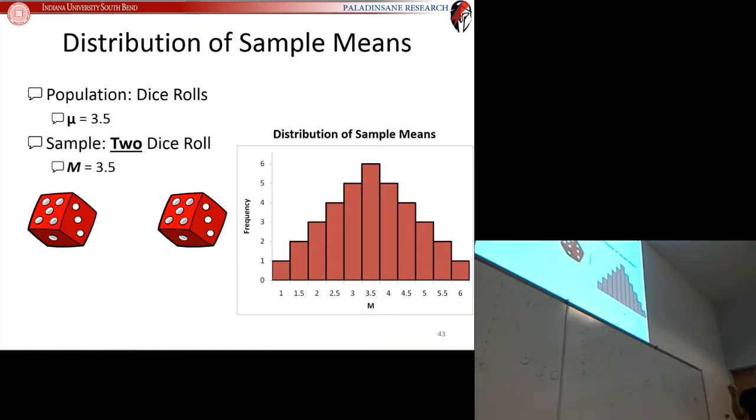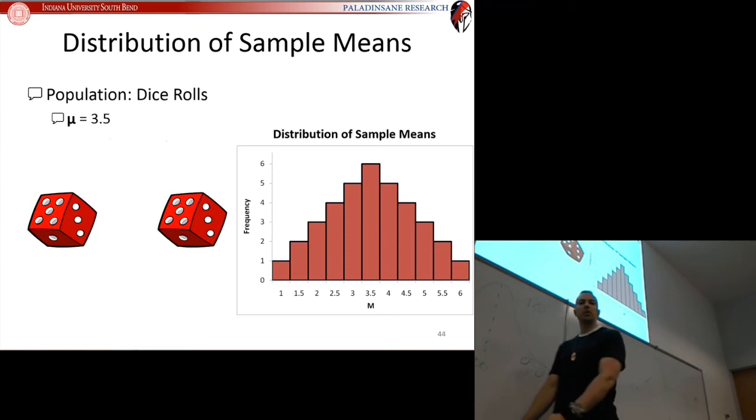So no longer does it look like the population. Right now, some of the means, like 3.5, are much more likely. Other sample means, like 6, are a lot less likely. So we continue doing this.